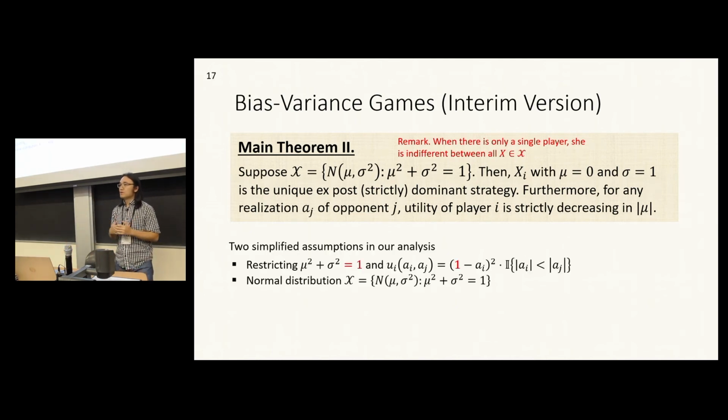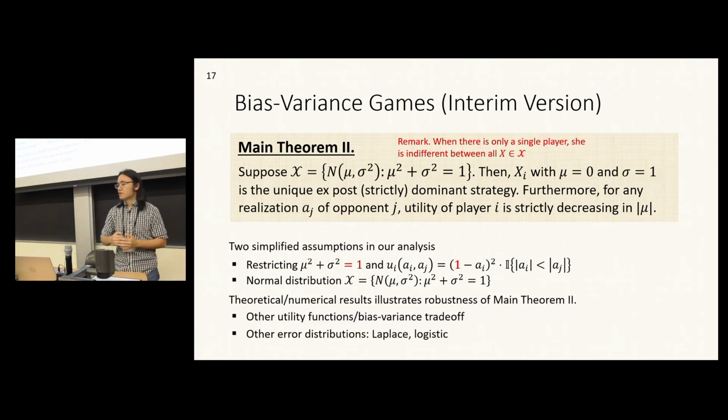And I want to highlight that in our theoretical results, we have 2 simplified assumptions. The first is that we assume the Bias-Variance trade-off is a constant equal to 1, which equals the fixed reward in our payoff function. And also, we assume that the prediction error distribution is normal. In this paper, we also provide additional theoretical and numerical results, which illustrate the robustness of the main theorem. You can check our paper for more detail.